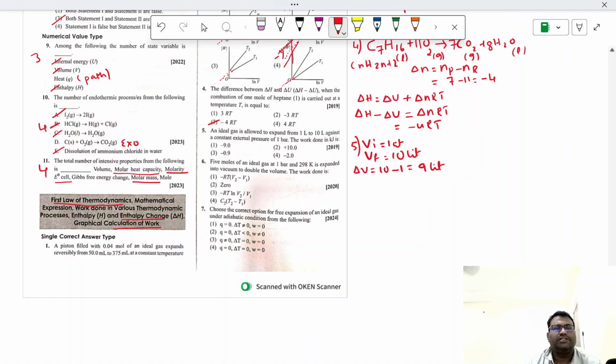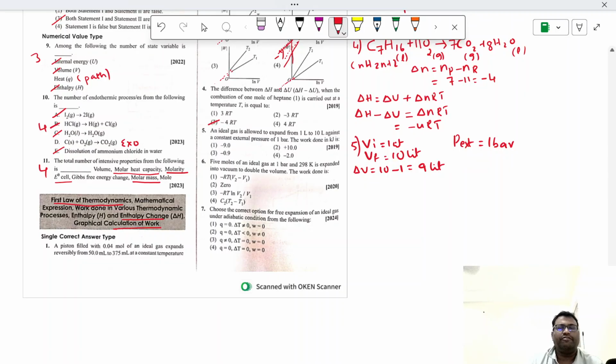So an ideal gas is allowed to expand from 1 liter to 10 liters against a constant external pressure, P external, given as 1 bar. The work done in kilojoules.